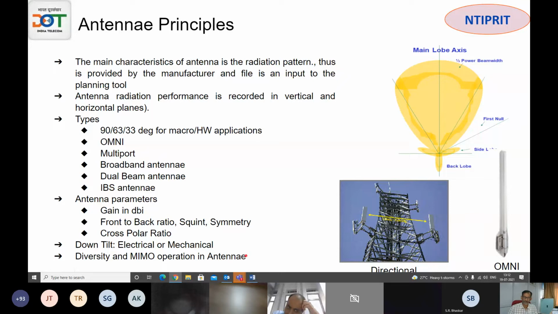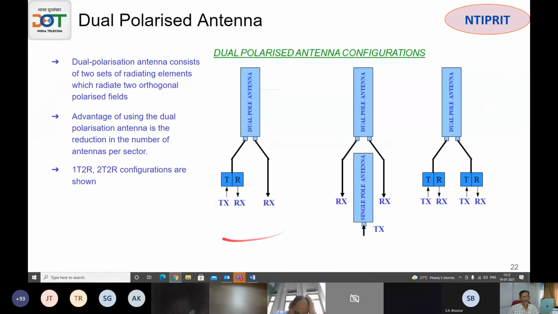Then you have a facility for down tilting. It can be electrical or mechanical. Nowadays all electrical tilt is done by phase difference, they manage the tilt. And then you have MIMO applications and diversity. So antenna itself is a big topic. Any RF planner has to have very good knowledge of antennas to plan properly.